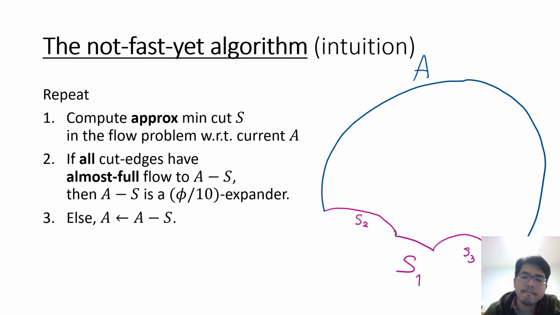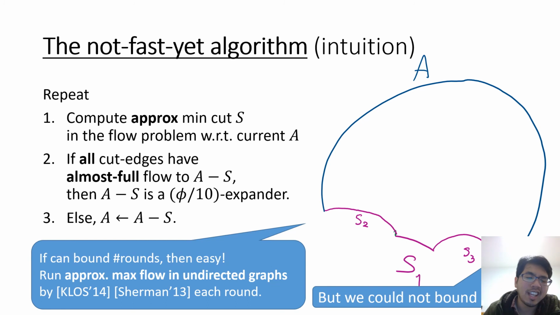Okay, so actually, if it turns out that we can bound the number of rounds in this algorithm, everything will be easy. At least we get a near linear time algorithm just by running approximate max flow in the undirected graph in each round. However, we cannot bound this number.